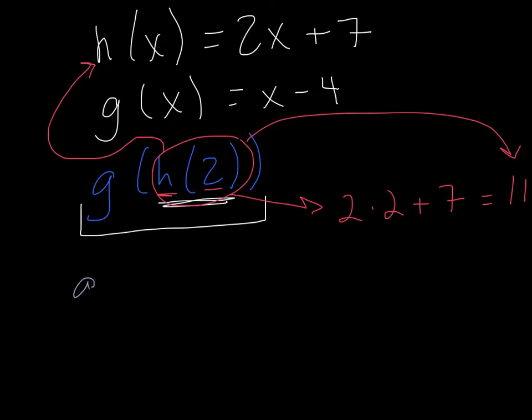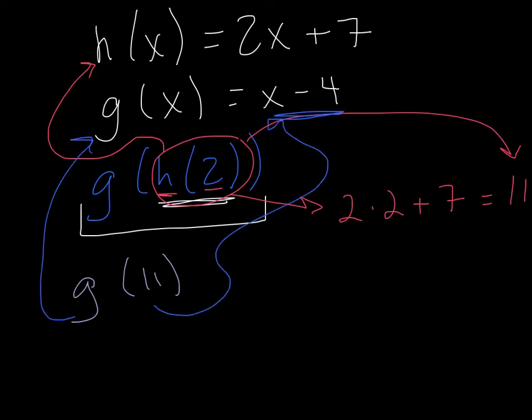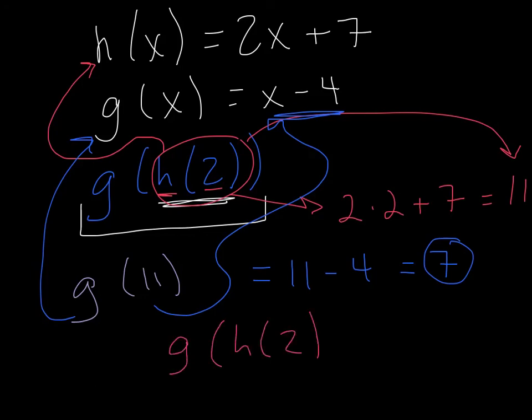Now I know g of 11. I take this value and plug it into this equation because it is with the g. So that would be 11 minus 4, which is equal to 7. I think this stuff is really awesome, because g of h of 2 being 7 is different than h of g of 2. So order of operations does matter, which you know, but with this new function notation you can see it a little bit differently.